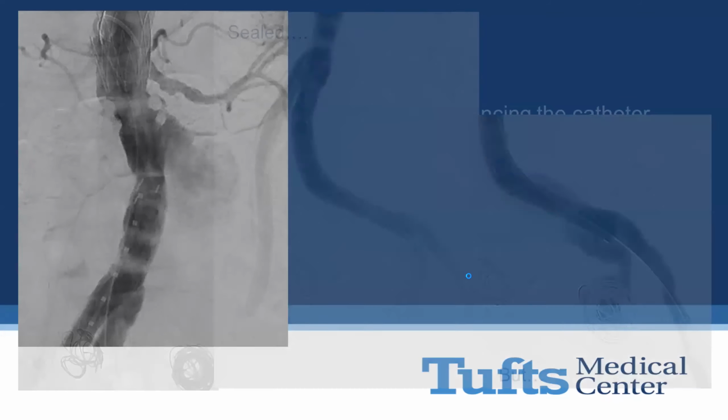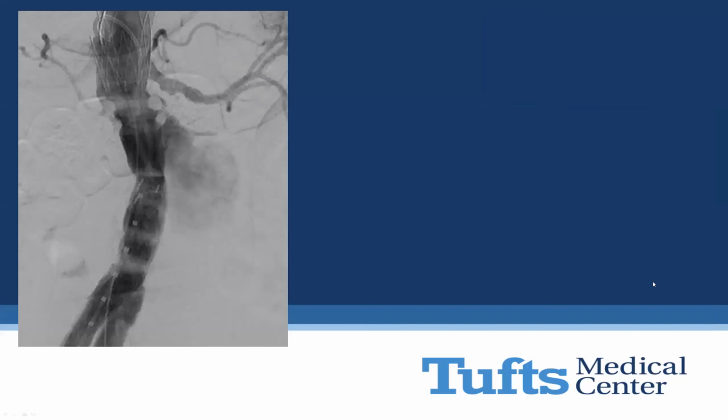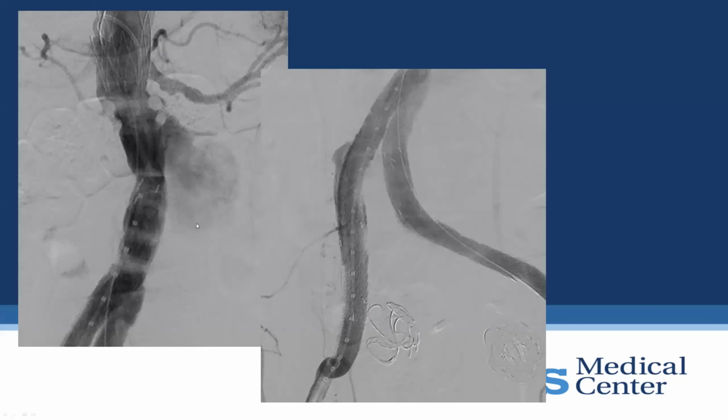So we decided we would extend that down. And we did. We popped another graft in, and we did another run. And now we have a 1A. So here's the ceiling rings, and here's contrast flowing around the ceiling rings into the aneurysm. And we've still got a leak down here, or there's a new leak down here.